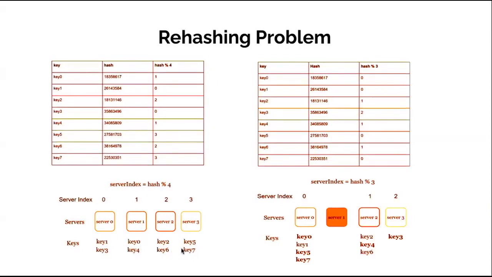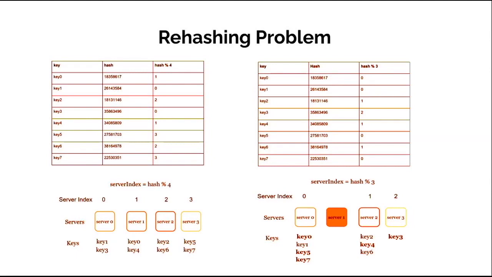Other keys are also getting affected. Other keys are also now going to different servers. So the whole redistribution has happened because of just one server going down. This means that when one server goes offline, most cache clients will connect to wrong servers to fetch the data, right? So this causes a storm of cache misses.